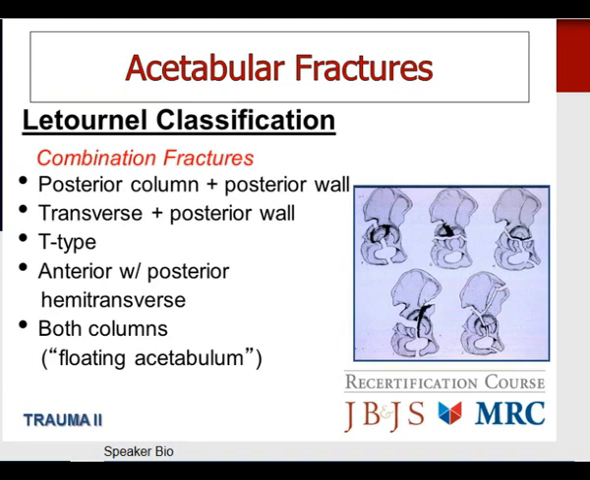Then there is the anterior with the posterior hemitransverse, which is a somewhat difficult translation from the French, but can be thought of as a transverse with an anterior wall or an anterior column, quite rare type. And then there's the both columns fracture, or the so-called floating acetabular fracture, where all portions of the acetabular articular surface are no longer connected to the axial skeleton.